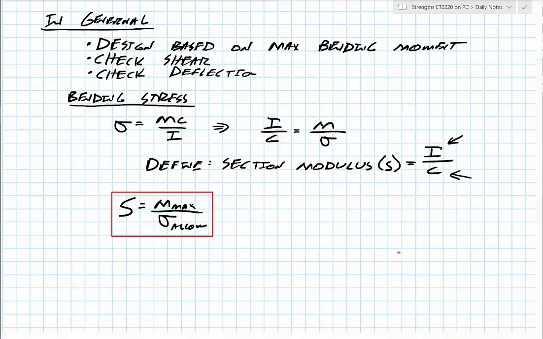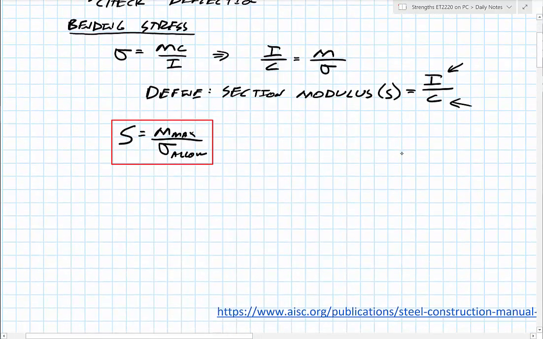The way we figure out our section modulus is based on what load we're trying to support. We can figure out our maximum moment, and whatever material it's made out of will tell us what our sigma is. We may look that up in a table. After we have an S value, then we can look up our S in tables.